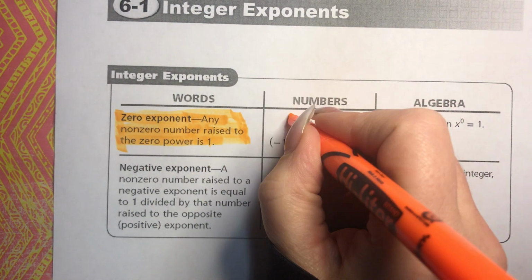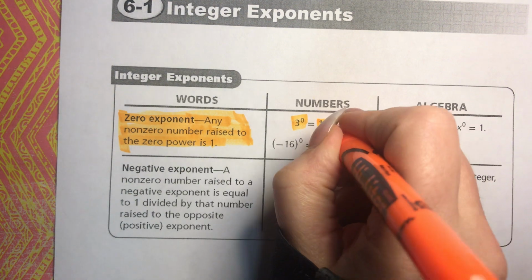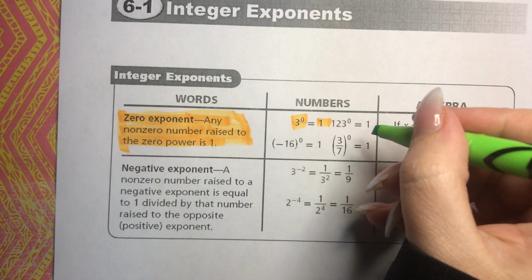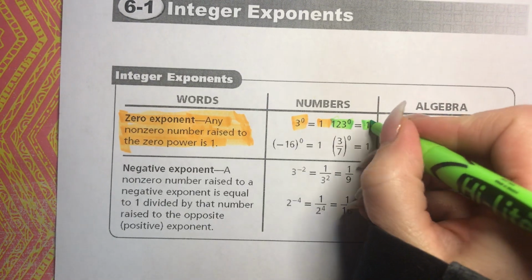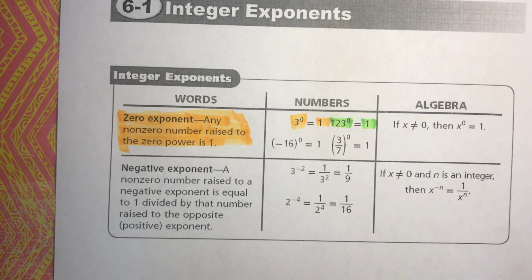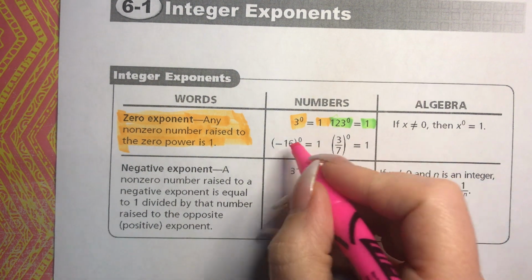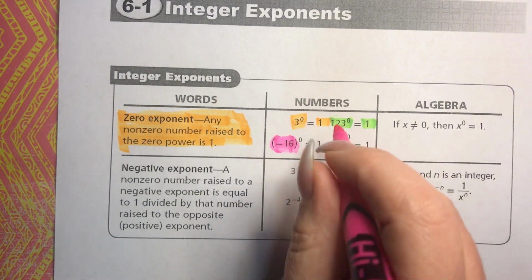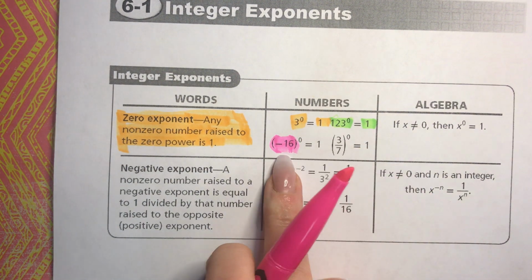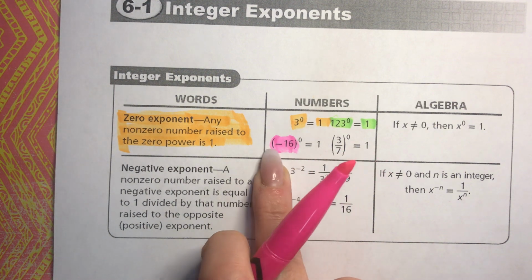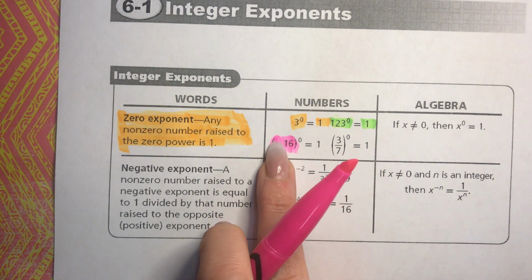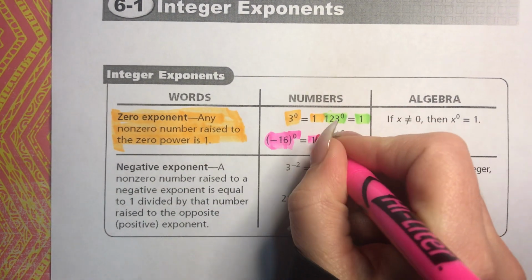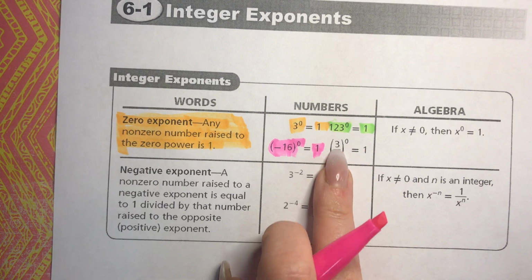So 3 to the 0 power, what does it equal to? 1. You know, 123 to the 0 power, what does it equal to? 1. What about a negative number? Negative, the quantity, see how it's in parentheses? That means whatever is in the parentheses is raised to the 0 power. It doesn't matter what's in those parentheses. Everything in there. You could have like a million different things. As long as they're all in parentheses and raised to the 0 power, guess what it is? It's equal to 1.